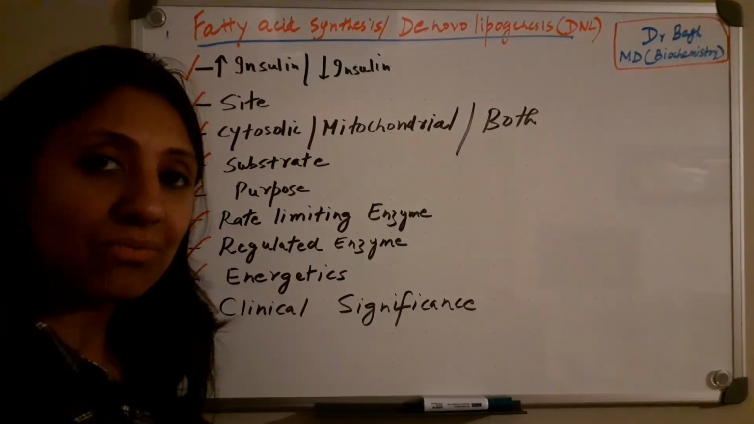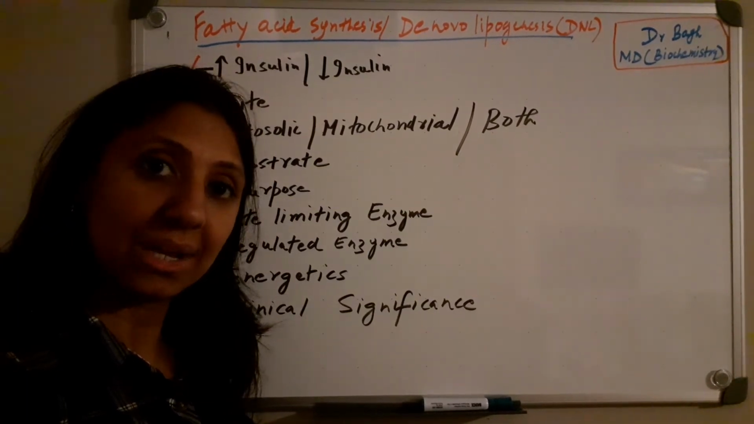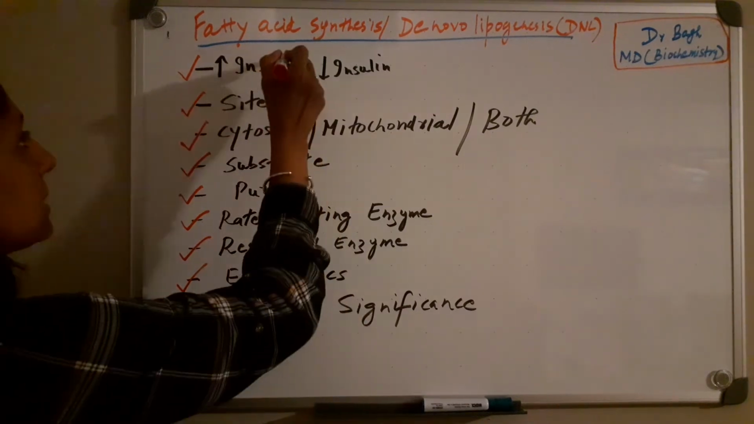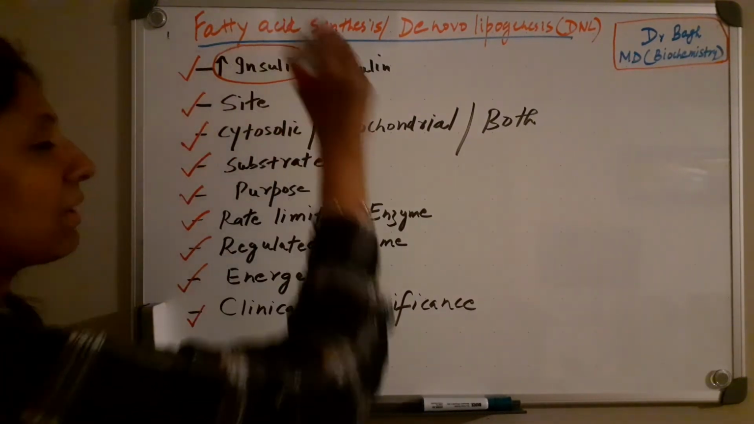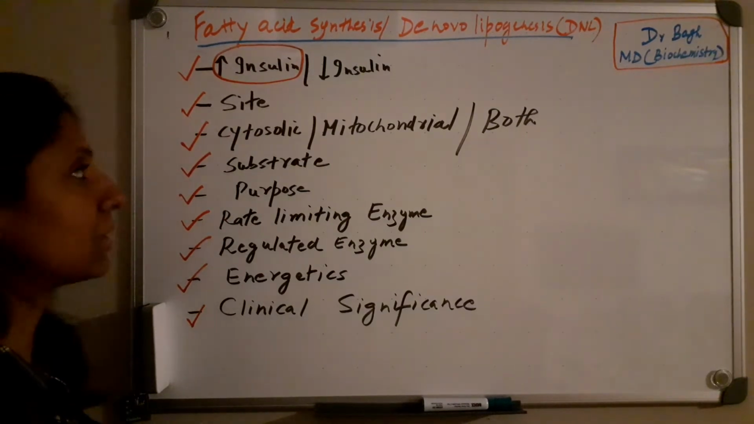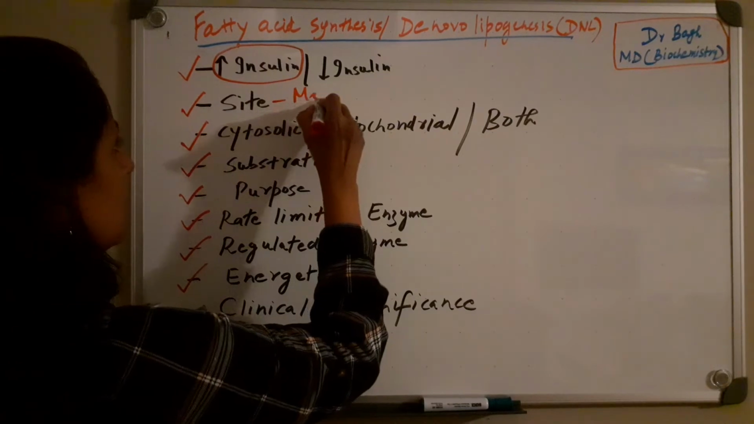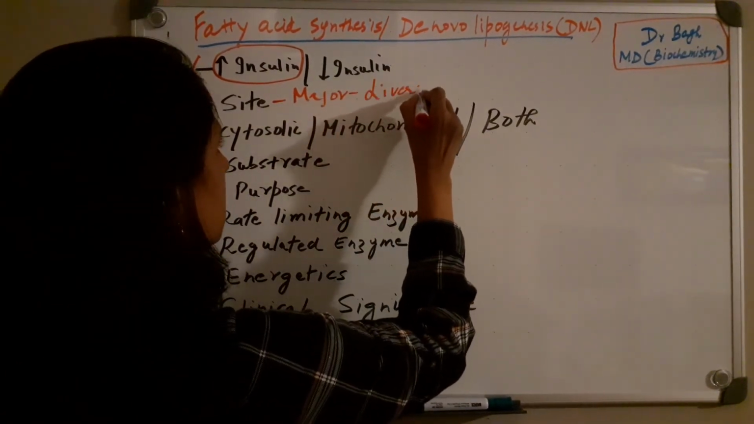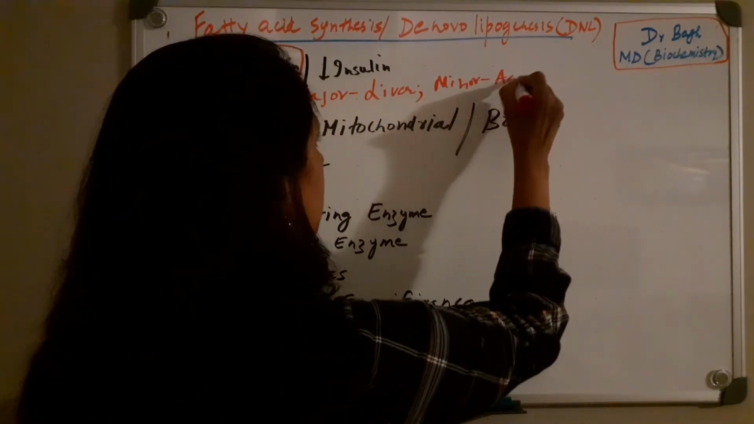Since I'm talking about fatty acid synthesis, also known as de novo lipogenesis or DNL, let's complete this list with this pathway. First of all, is this pathway a well-fed state pathway? Very well. It is a well-fed state pathway and a high insulin pathway. What's the site of the pathway? The major site of this pathway is the liver, and the minor site is adipose tissue.